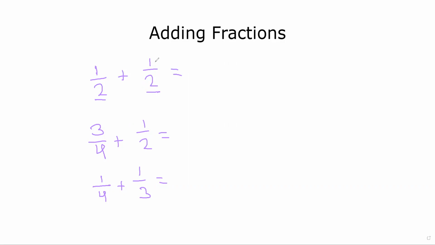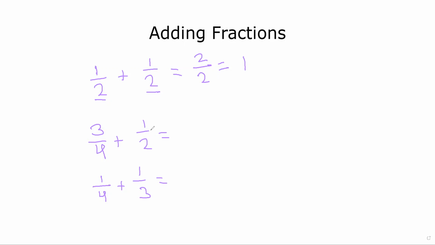And so 1 and 1 will add to be 2. And so we'll just copy down what our denominator was, which was also 2. And then we say, can we simplify this? Yes. 2 divided by 2 becomes 1. And so 1/2 plus 1/2 is 1.